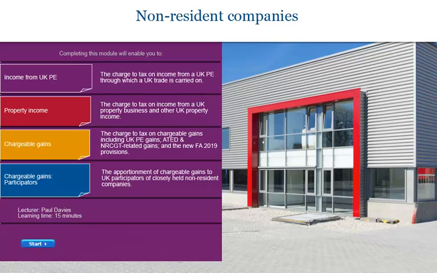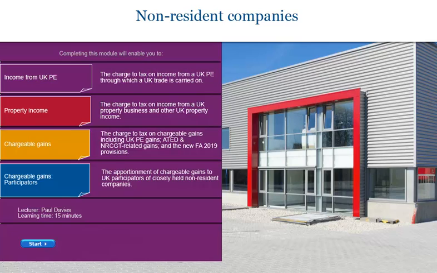Historically, the scope of the charge to tax for non-resident companies has involved a mixture of both income tax and corporation tax charges. Not only that, but there are a number of different charges that non-residents must contend with, and some of these have been subject to considerable change by Finance Act 2019. These changes include the extension of the non-resident CGT charge to commercial property and the introduction of a completely new charge on indirect disposals of UK property.